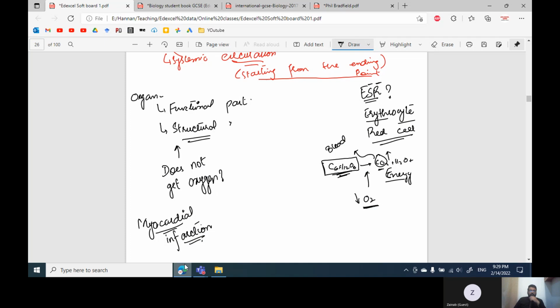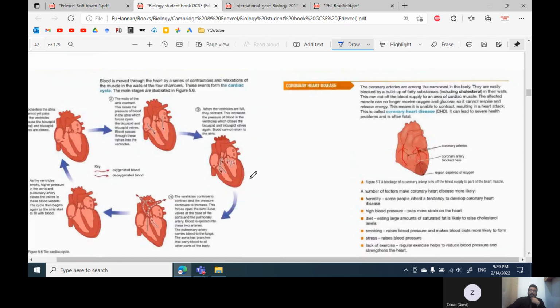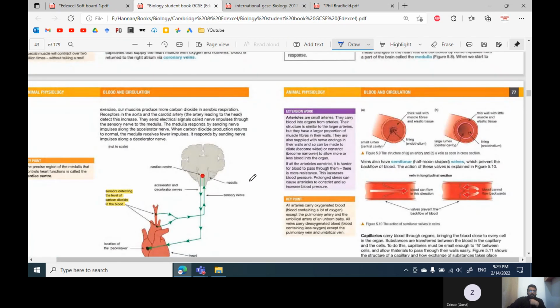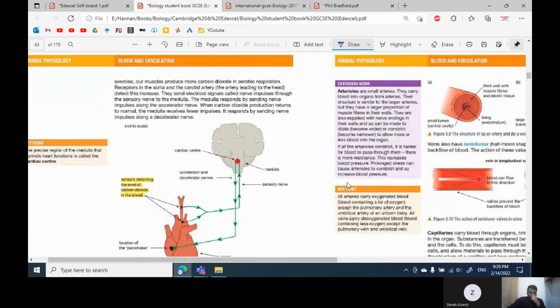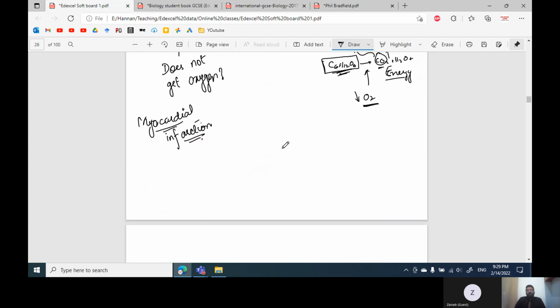This artery is very important, and also there are some other things that make the heart beat at a bit higher rate. For example, this is the part of the brain that is known as medulla. Let me tell you something about the parts of the brain. There are three parts of the brain.